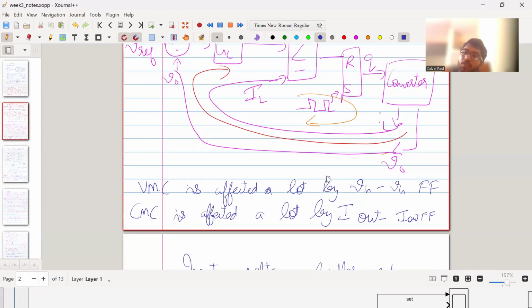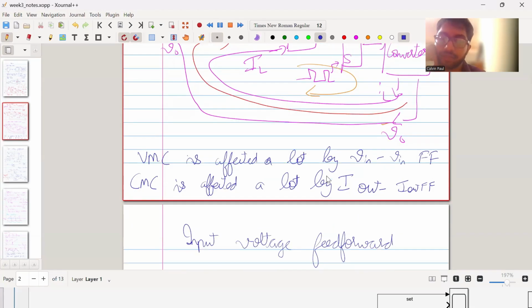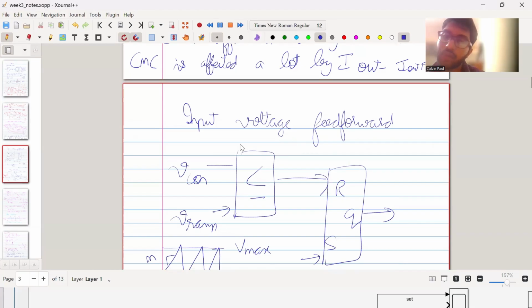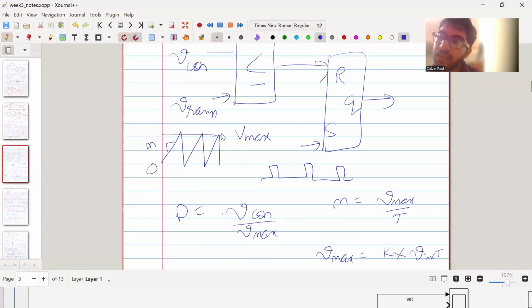But voltage mode control is very susceptible to changes and fluctuations in the input voltage. So the audio susceptibility is poor in the case of voltage mode control. However, current mode control has that inherent input voltage information. But current mode control is affected a lot by the output load current. So for that, you use output current feed forward. So input voltage feed forward is there, where the maximum value of the ramp is proportional to your input voltage. It gets adjusted accordingly.